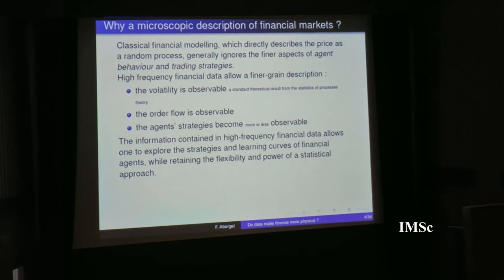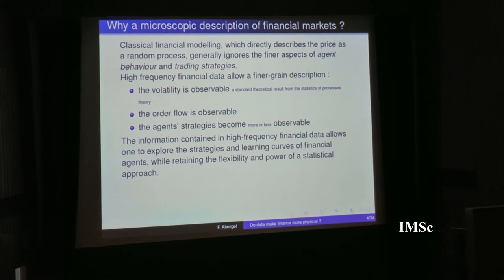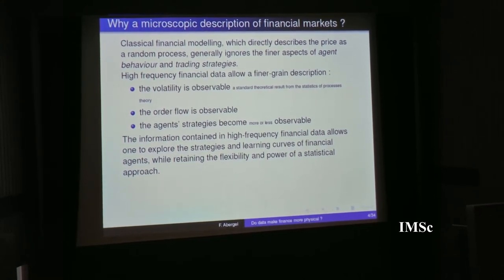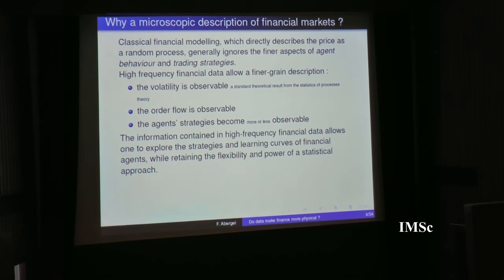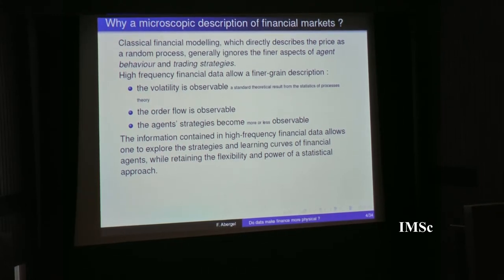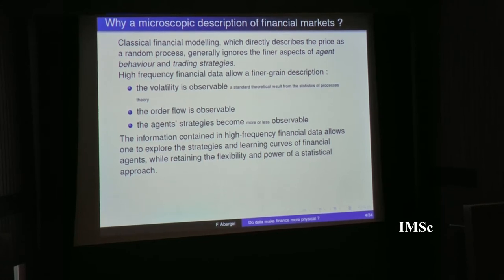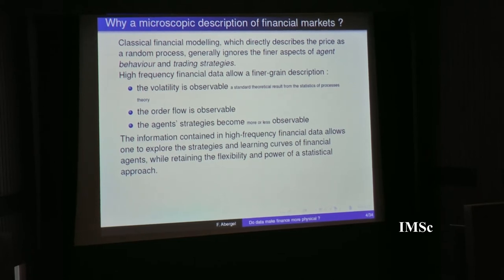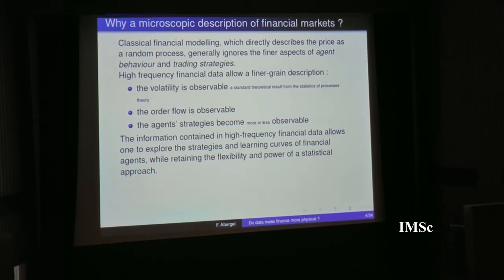But more than that, because we have access to order book data, the order flow is observable. And behind the order flow are essentially hidden the agents' strategies. So in that sense, you can say that agents' strategies, decisions to buy, sell, wait, or be impatient, are more or less observable. Okay. So it has been considered a really good gift to scientists that these high frequency data have become available, and you can explore the strategies of agents through them while retaining the flexibility of a statistical, or let's say, probabilistic modeling approach. Okay.